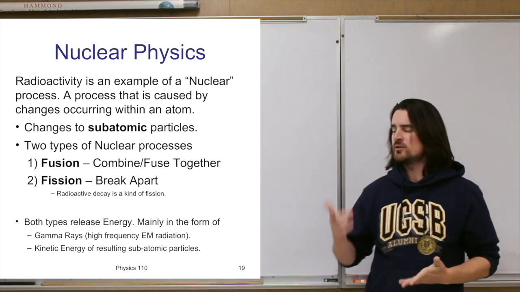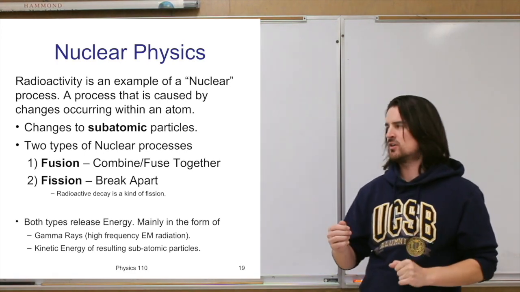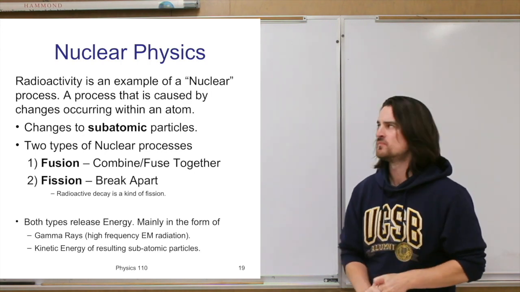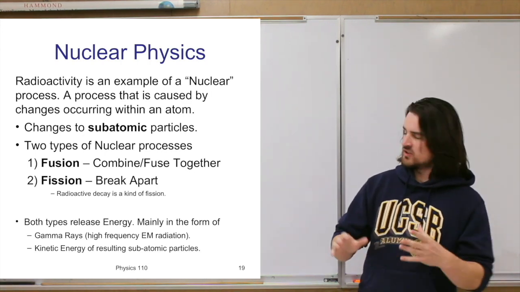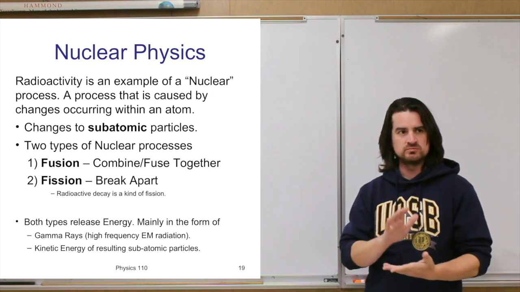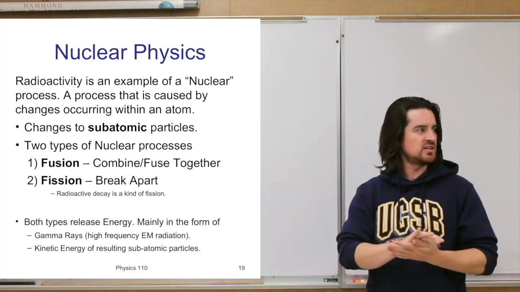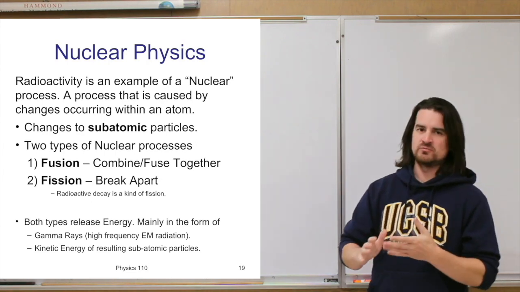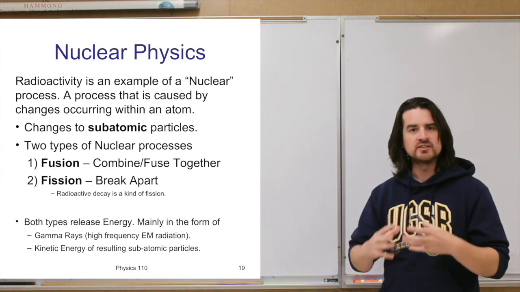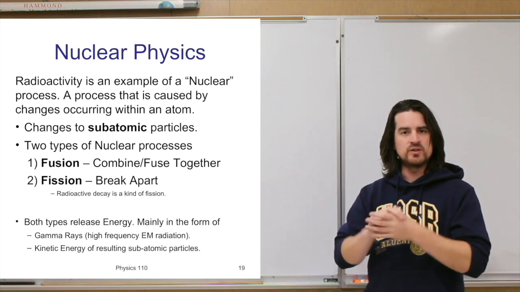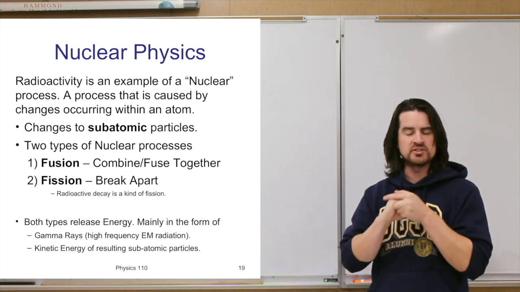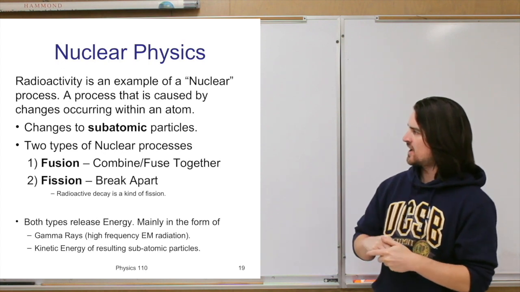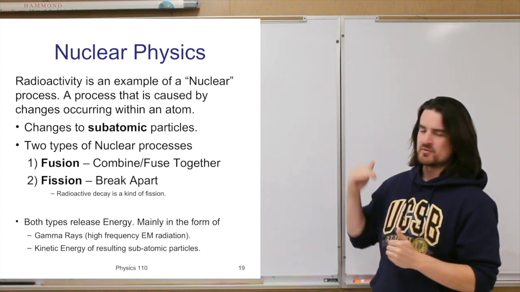Radioactivity and radioactive decay are examples of what we would call nuclear processes. This is the segue into, more broadly speaking, nuclear physics. Essentially what makes a process nuclear is that changes happen within the atom, and generally within the nucleus of the atom. So these are changes that happen on a subatomic scale.